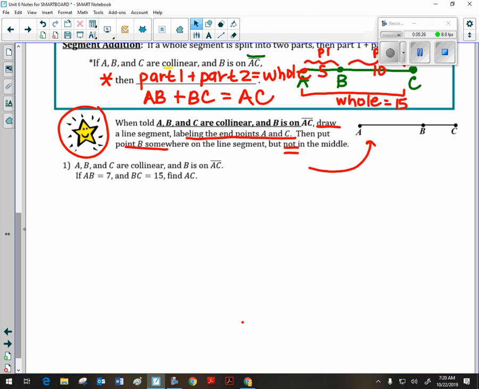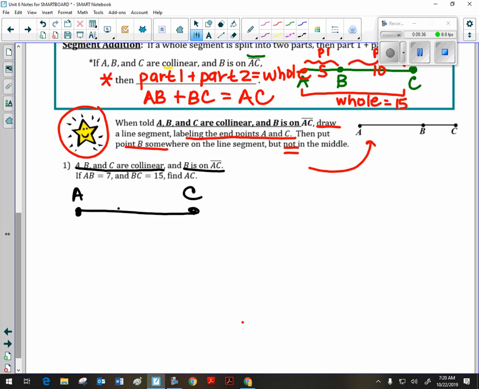So when I go to do question number 1, that's exactly what this wording says. So I want to draw the segment that goes from A to C, and I want to put point B somewhere on there. And in this case, they tell me that AB is 7 and BC is 15. And if they want me to find the whole thing from A to C, I know that what I'm going to do is add the two of those parts together. So part 1 plus part 2 equals the whole thing of 22.